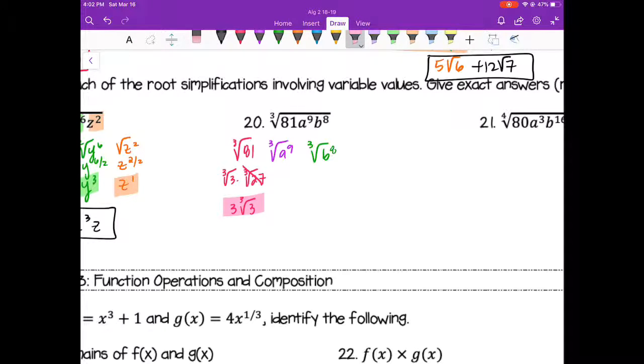Then the cubed root of a to the 9th. Fractional exponent form tells us we have a to the 9/3. Well, 9 divided by 3 is just 3. A to the 3rd power. Lastly, cubed root of b to the 8th.